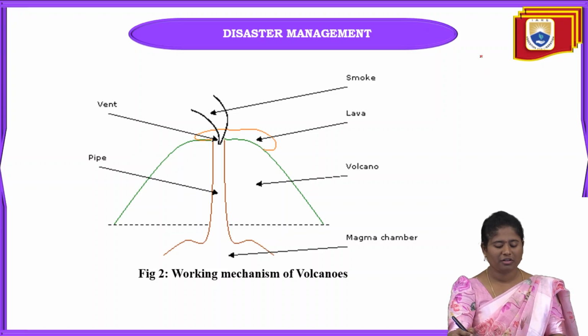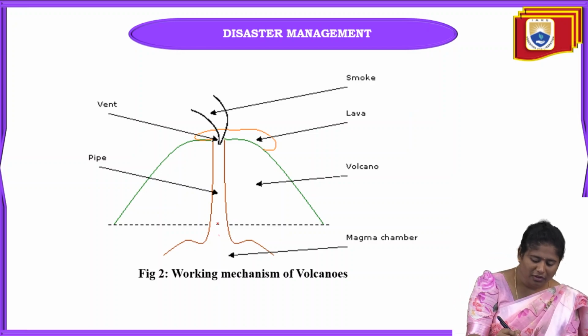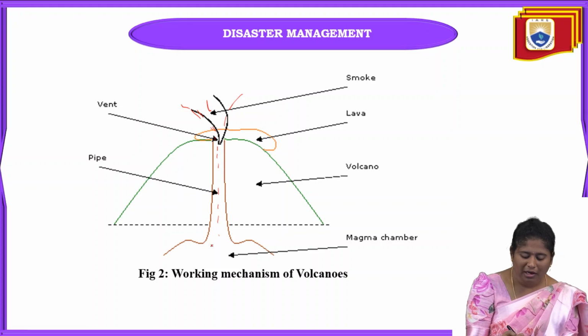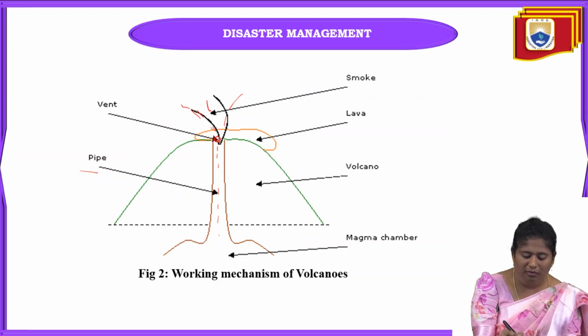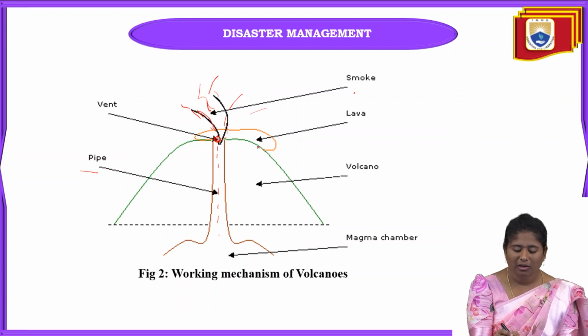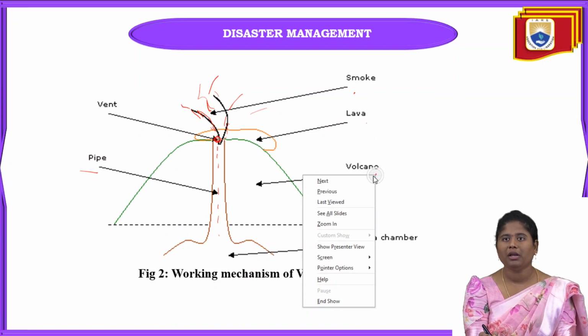And here you can see the overall working mechanism of this volcano. Firstly, from here, lava is going to be released like this. This will be called the pipe. And this upper portion, where the eruption happens, is called the vent. From here, smoke is going to be released. This yellow color is nothing but the lava. And overall this is called the volcano.